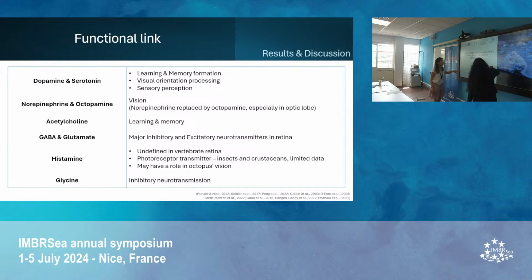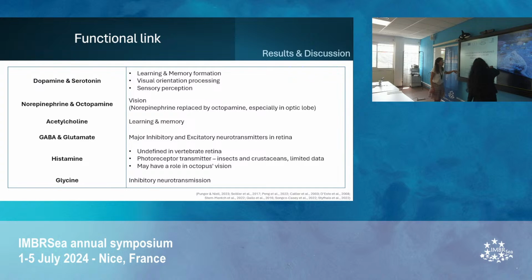Norepinephrine is supposed to be absent in invertebrates because octopamine performs the functions analogously. However, here in the octopus optic lobe, we found cells that express the norepinephrine neuromodulator.